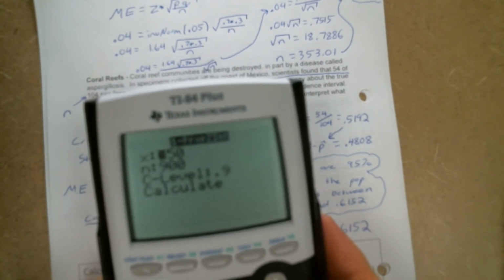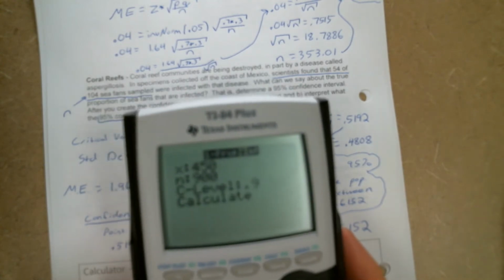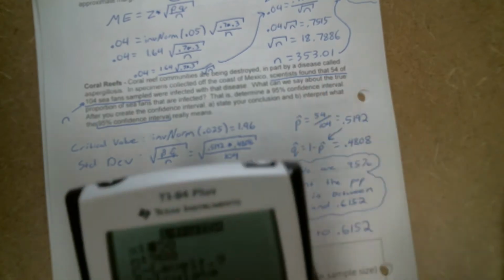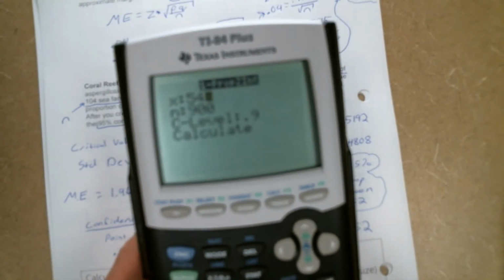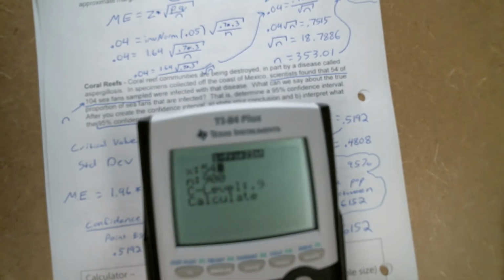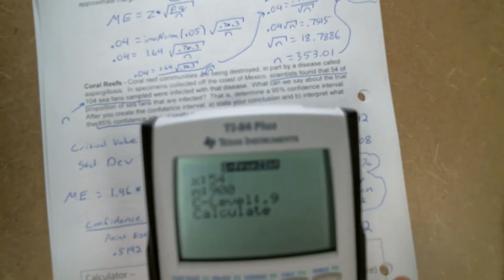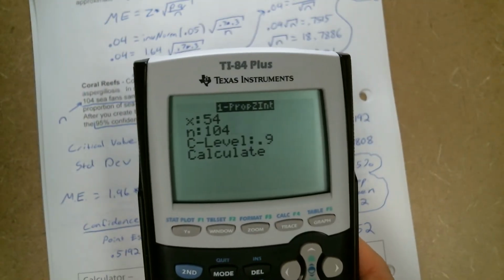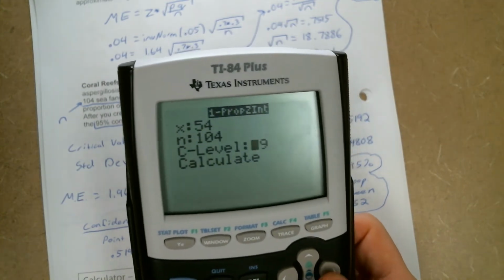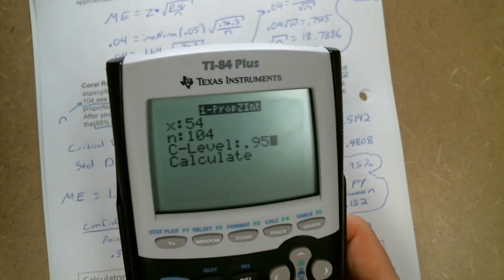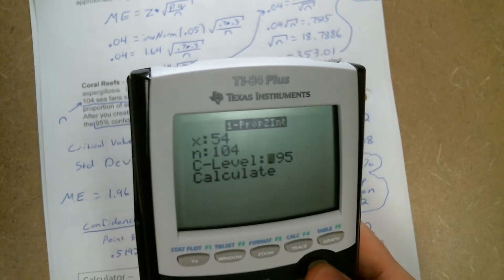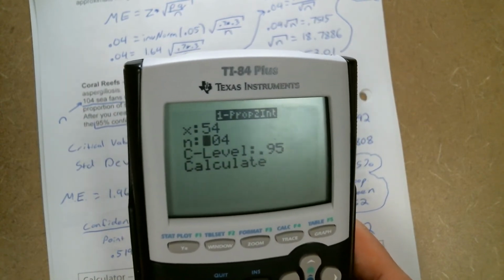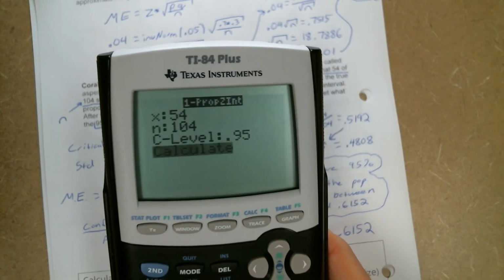And then in there, it's going to ask for a few things. So X is your number of successes. Well, the problem told us that there were 54. So our number of successes would be 54. N would be your sample size, just like it always is. All right, so our sample size was 104. So we can type in the 104. And then the confidence level for this problem was 95%. So I can type that in as 0.95. So I have 54 successes out of 104 trials. My confidence level is 95%.